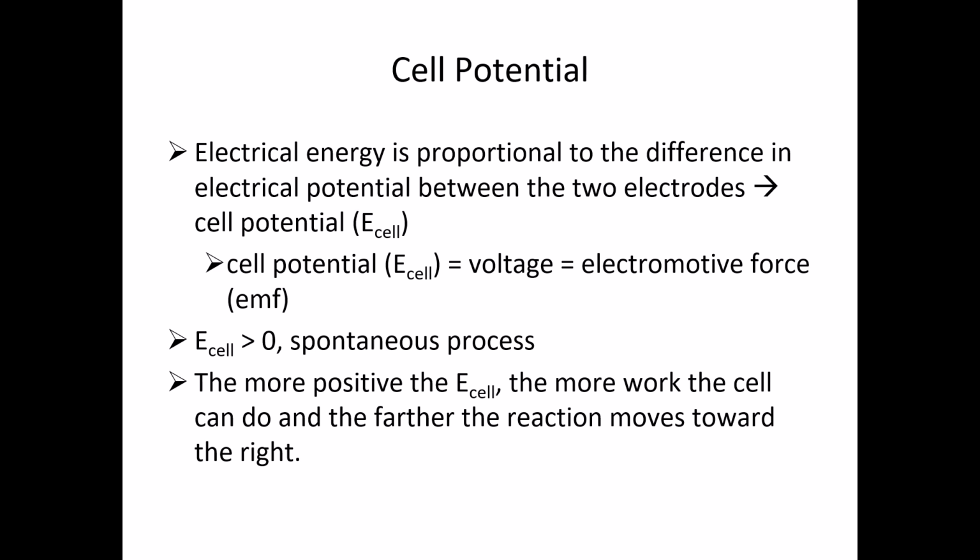So our cell potential is a newer term for electromotive force. In physics, they still call it electromotive force. It's EMF. But we call it cell potential, and it's really just measuring the voltage. So we need a positive E cell value for a spontaneous reaction in order for it to do work. And just like our delta G described spontaneity, and the more negative delta G is, the more spontaneous, the more positive the E cell value is, the more spontaneous, and the more work it can do.